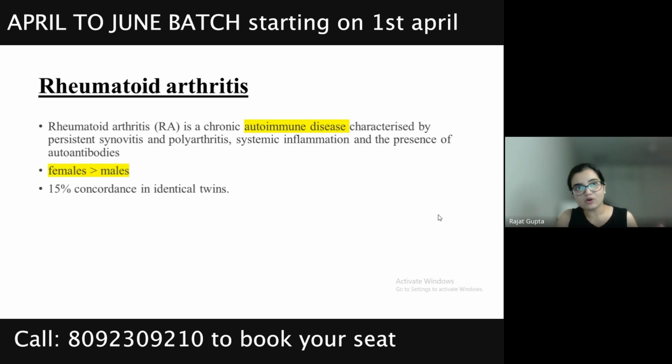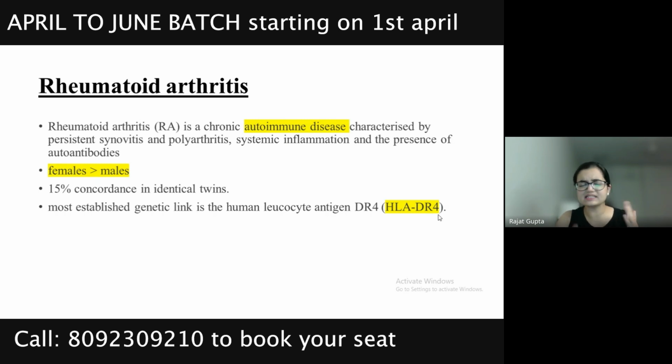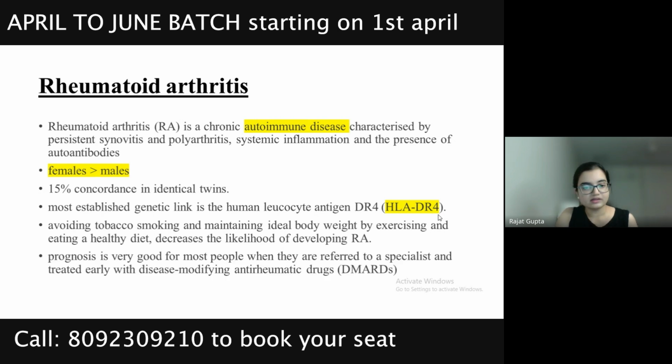Just like osteoarthritis, rheumatoid is also more common in females. There has been some genetic link associated with HLA-DR4. Some ways in which we can prevent this from occurring are stopping smoking and weight reduction. Now, unlike osteoarthritis, in rheumatoid arthritis the prognosis is very good if we detect it early. Second, we refer the patient to a rheumatologist. And third, the rheumatologist starts DMARDs early. So there is a treatment for rheumatoid arthritis.